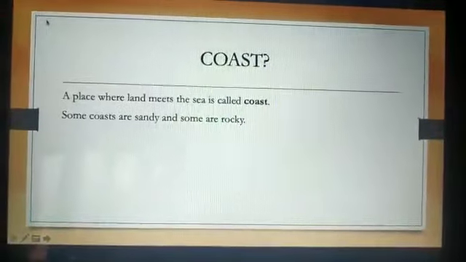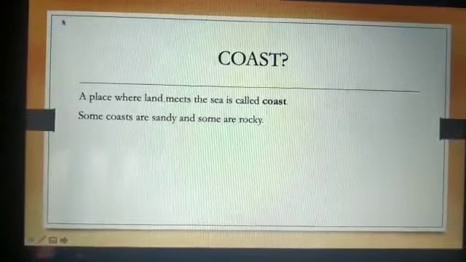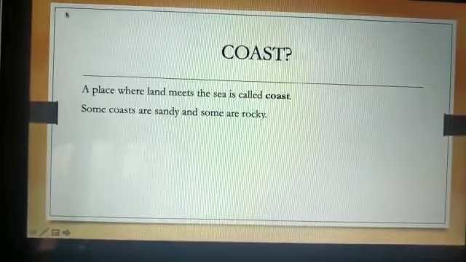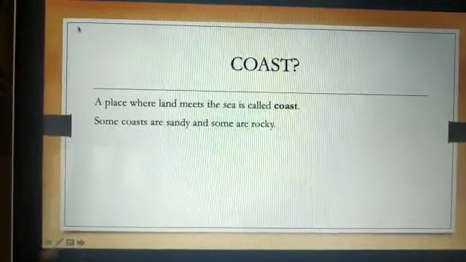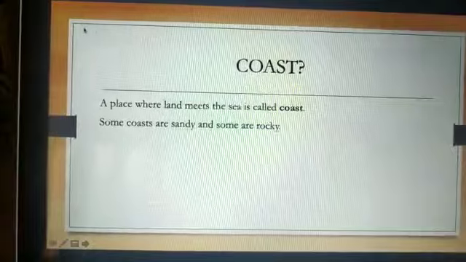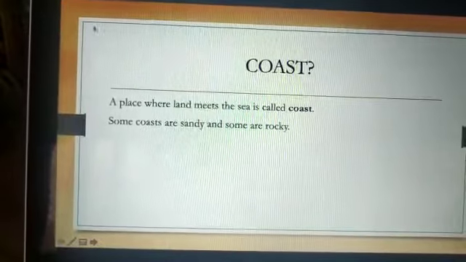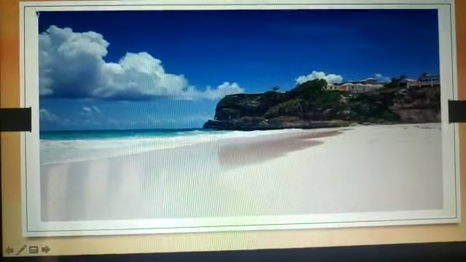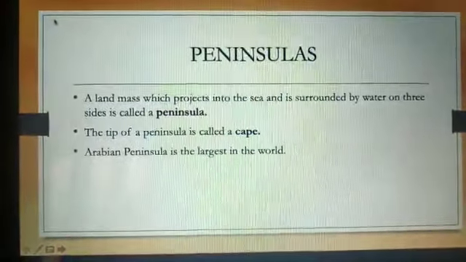What is coast? Do you know what is coast? In Hindi we call it tat. A place where land meets the sea is called coast. Some coasts are sandy and some are rocky. We can say beach, kinara, right? See the picture. This is called coast.